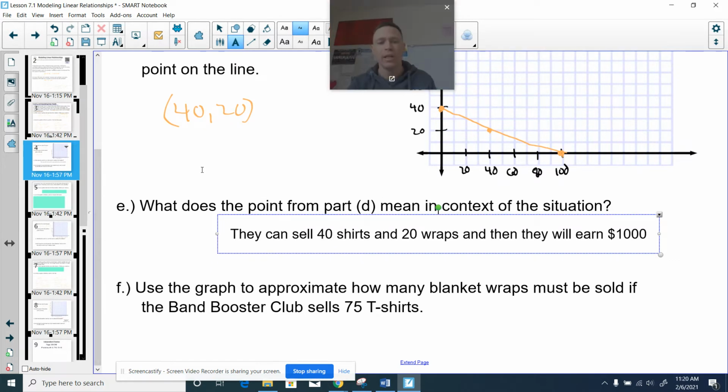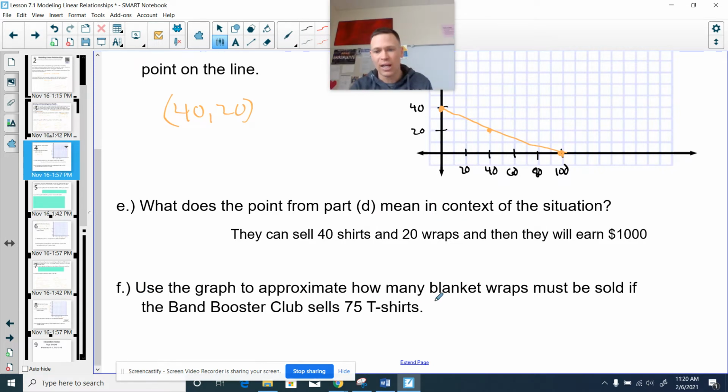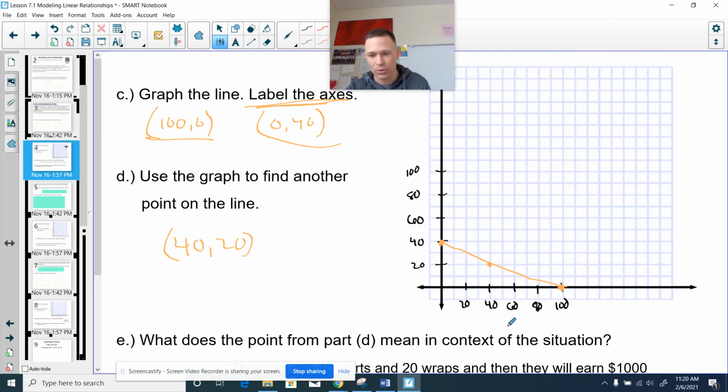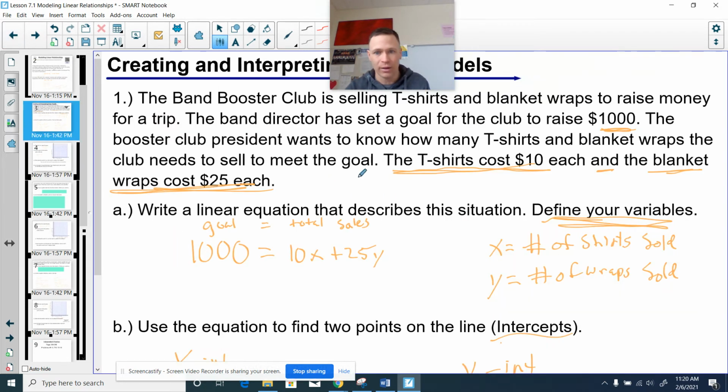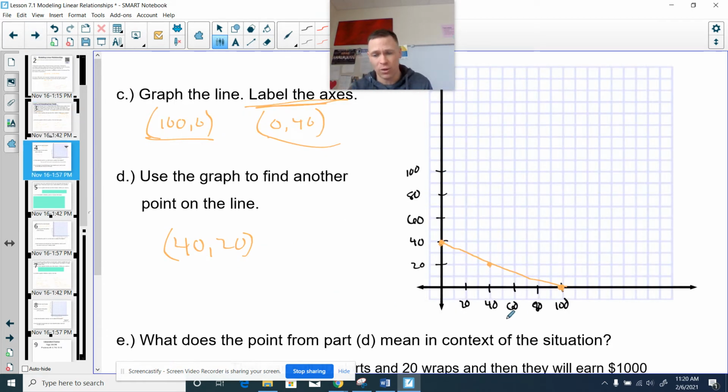All right, then this next part is asking us to use the graph. It says use the graph to approximate how many blanket wraps must be sold if they sell 75 t-shirts. Now, one thing I forgot to do here is to label the axes. So I'm going to do that. We said that x was the number of t-shirts sold and y is the wraps. That essentially labels our axes for us. So the x-axis is the number of shirts. The y-axis is the number of wraps. Now it's labeled.